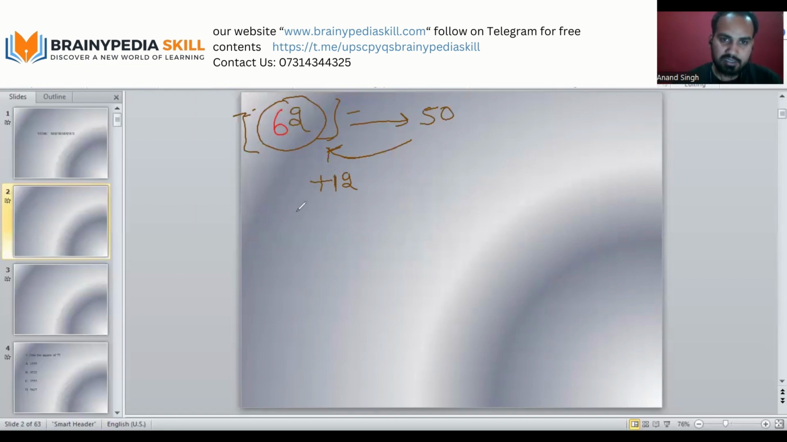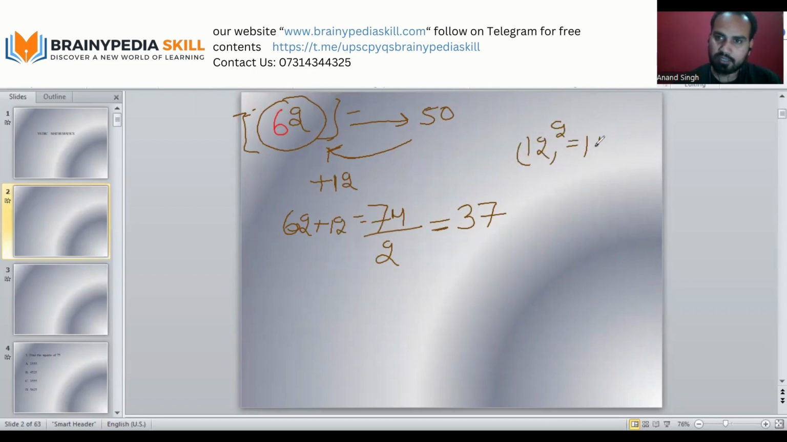So 12 is the difference. What I'm going to do is 62 plus 12, so that is going to be 74, and dividing by 2. Why dividing by 2? I have already told you guys. So that is going to be 37, and the square of 12. What is the square of 12, guys? Square of 12 is 144. We all know about this, right?